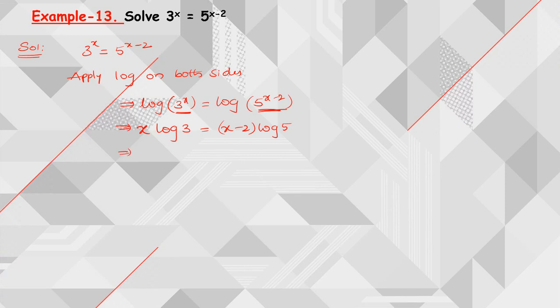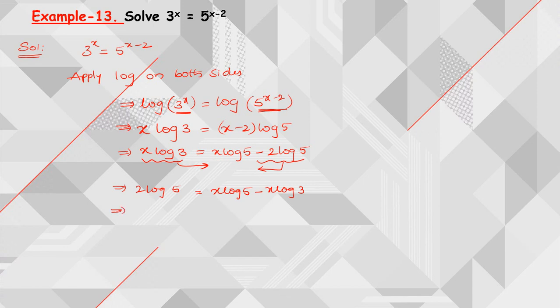Now from this, since I need the value of x, we need to make x the subject. So x times log 3 is equal to x times log 5 minus 2 times log 5. Now, taking the like terms onto one side, this x into log 3 I transpose to the right hand side, and this minus 2 into log 5 I transpose onto the left hand side. So I have 2 times log 5 is equal to x times log 5 minus x times log 3.